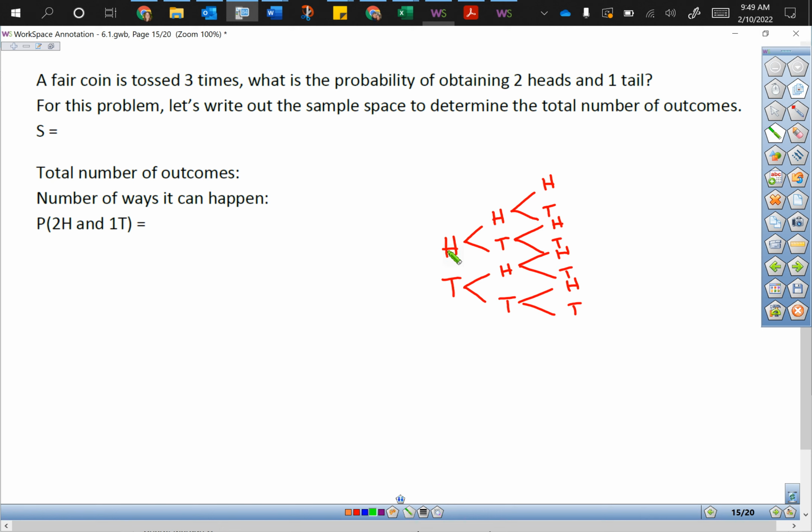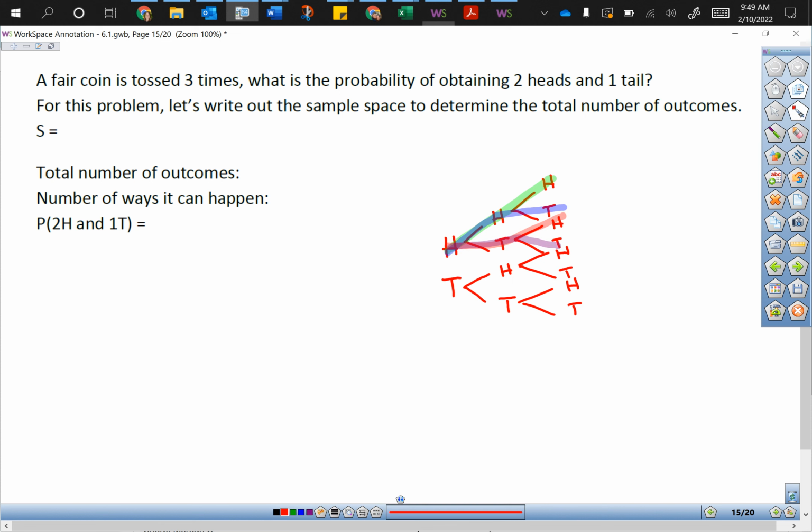Check this out. Here's my first option, heads, heads, heads. Here's my second option, heads, heads, tails. Here's my third option, heads, tails, heads. Here's my fourth option, heads, tails, tails. Do you guys see what I'm saying?